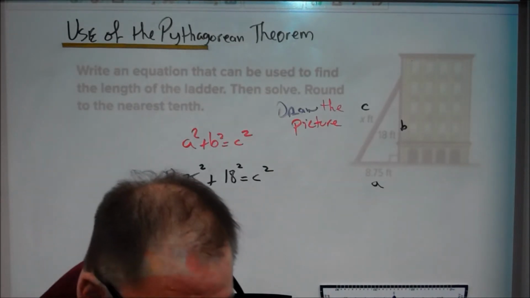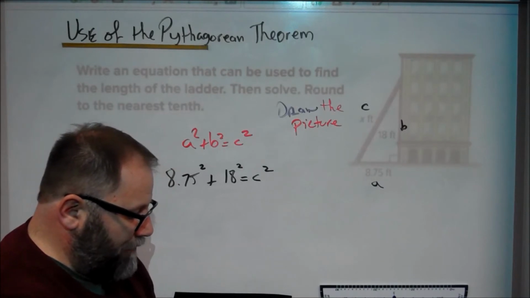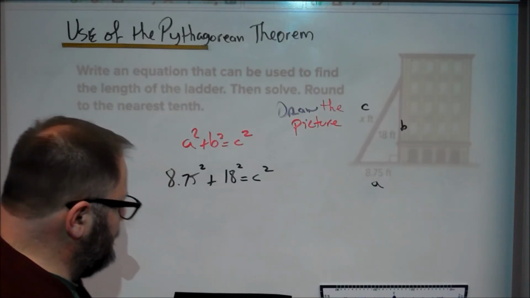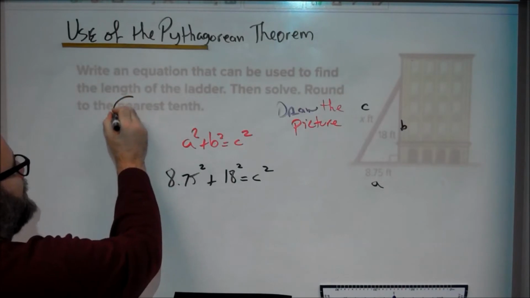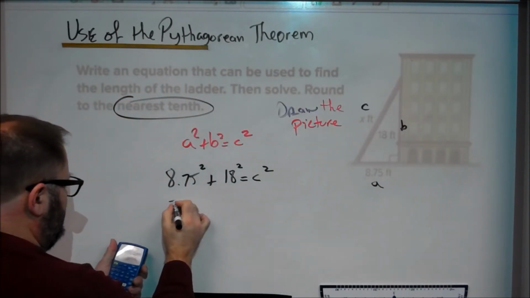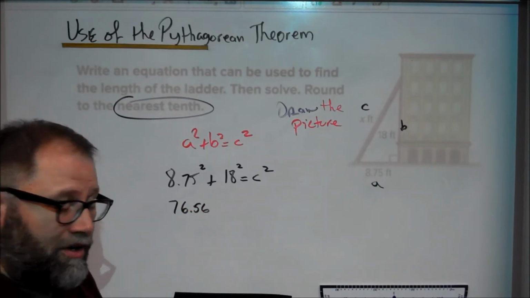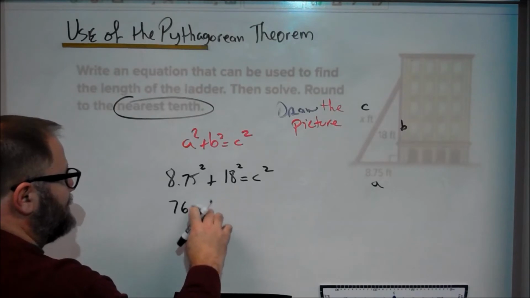All right, so this is where we consult our handy dandy calculator. 8.75 squared equals. Now this asks us to round to the nearest tenth, so I'm going to consistently do that through the problem. This says 76.56, which means I'm going to turn it into 76.6.